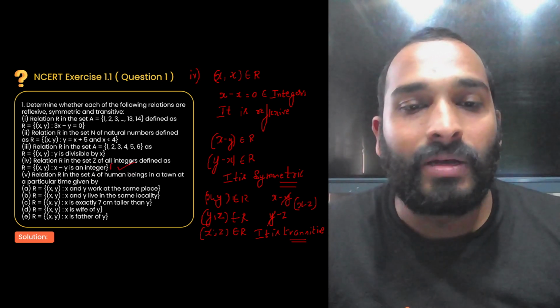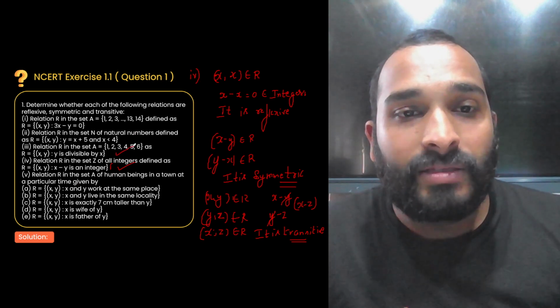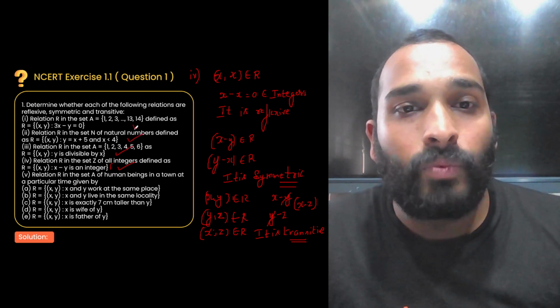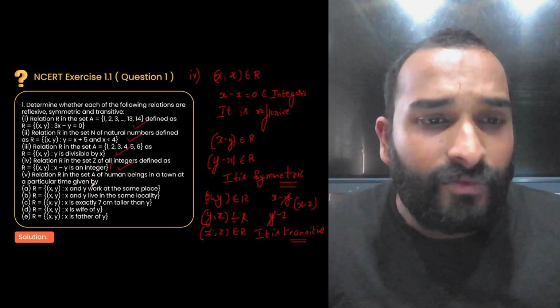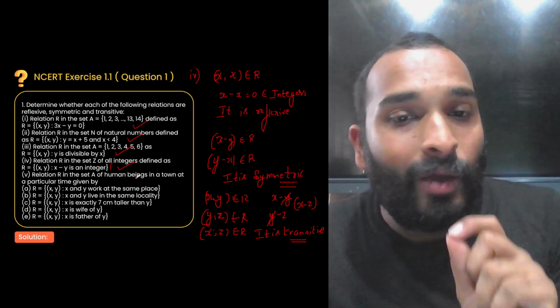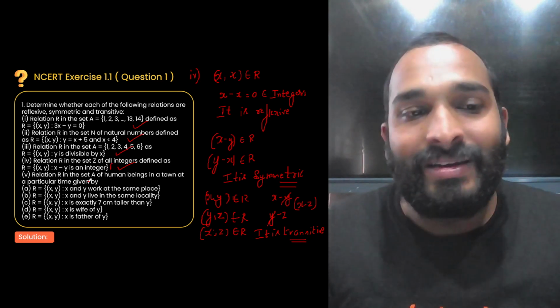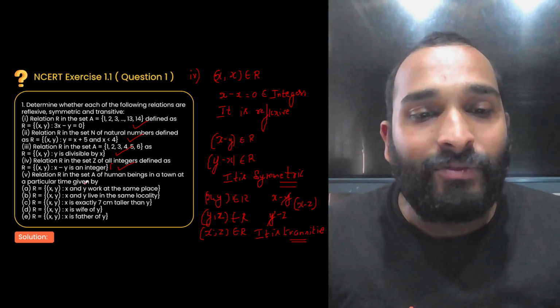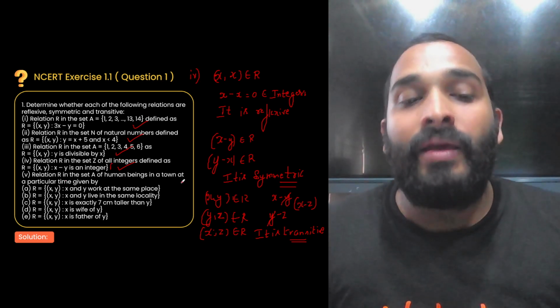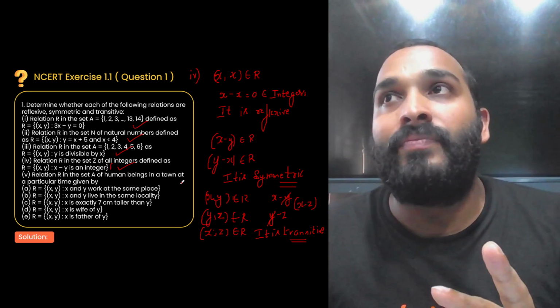Sub question 4 is complete. Sub question 3 is complete. Sub question 2 and sub question 1 is complete. Now let us see sub question 5. Relation R in set A of human beings in a town at a particular time. This we can solve orally, children. At a particular time given, X and Y work at the same place. X and Y work at the same place.